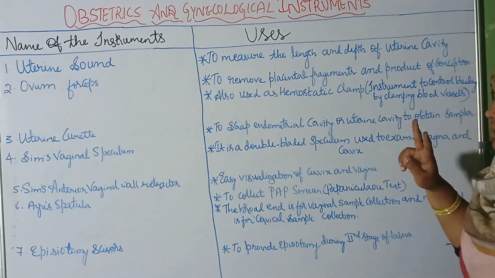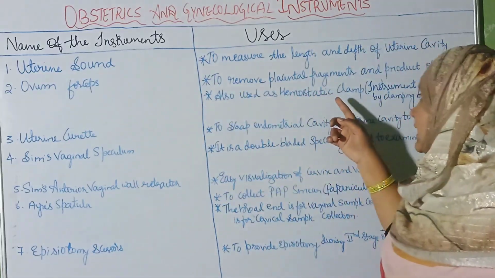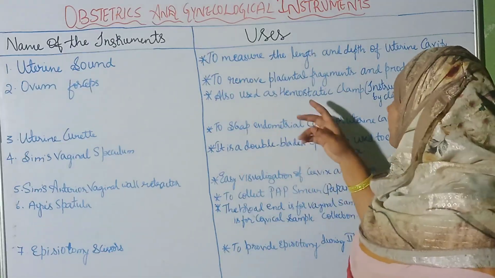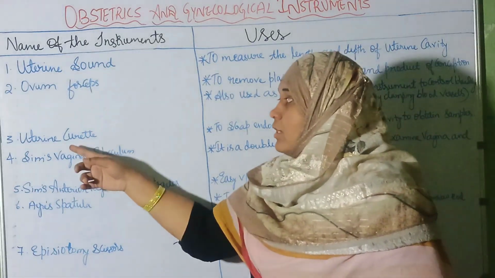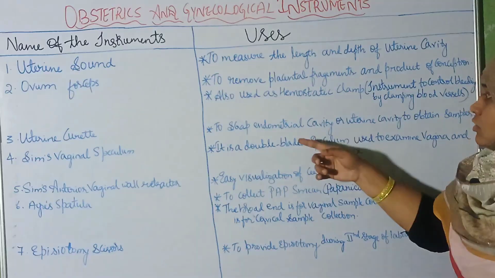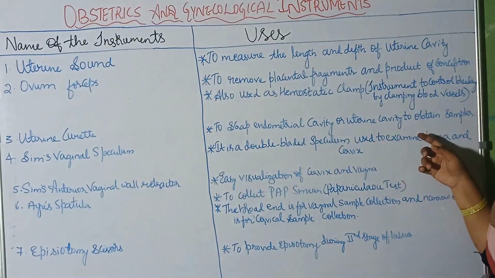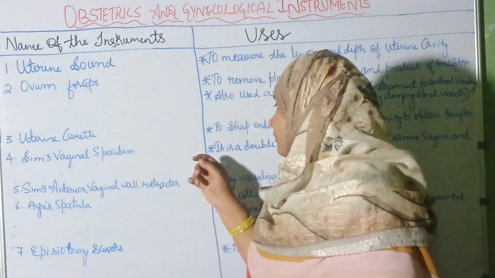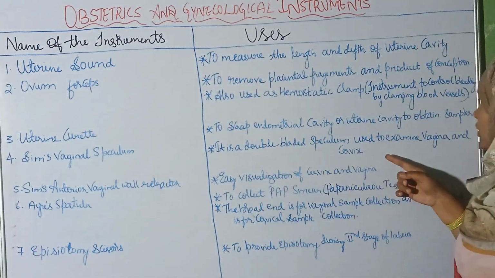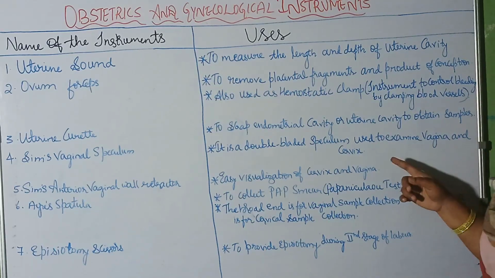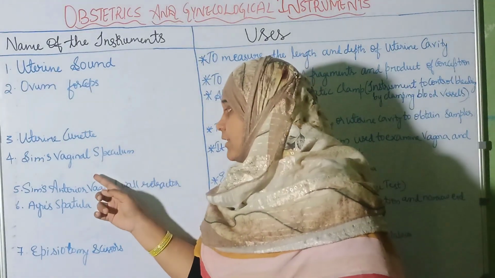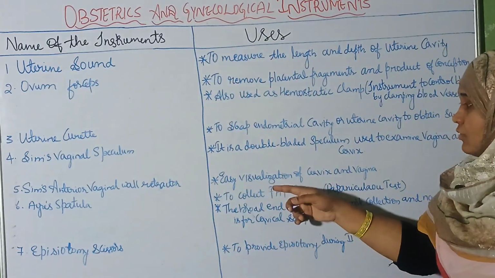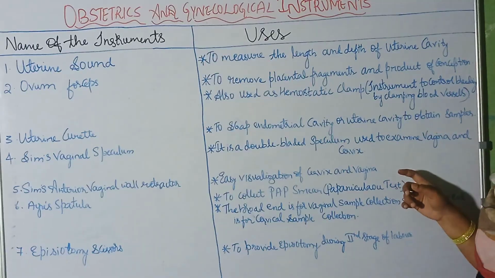So there are two uses of the ovum forceps. First is to remove the placental fragments and products of conception at the time of abortion, and also it is used as a hemostatic clamp. Next is the uterine curette. The use of this uterine curette is to scrape the endometrial cavity or uterine cavity to obtain samples. Next is Sims vaginal speculum. It is a double-bladed speculum used to examine the vagina and the cervix. Sims anterior vaginal wall retractor is used for easy visualization of the cervix and vagina.